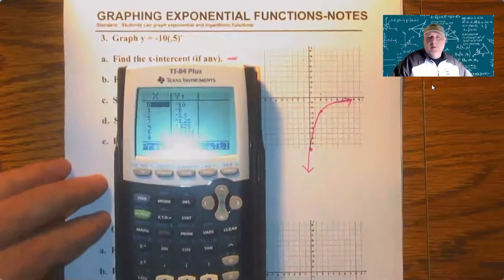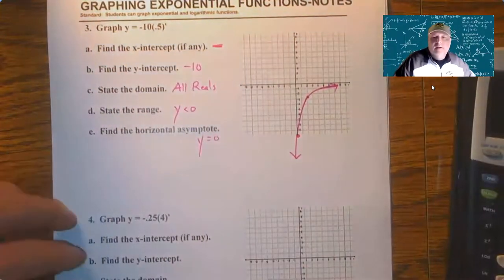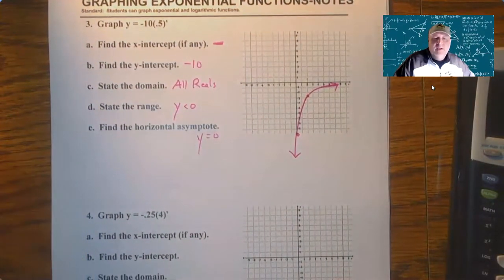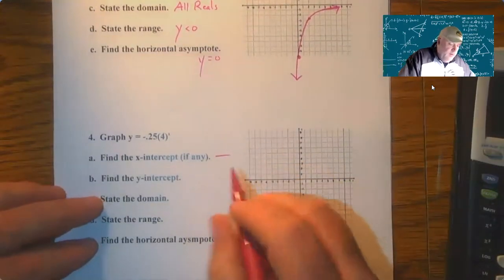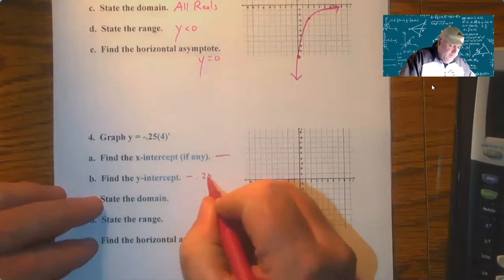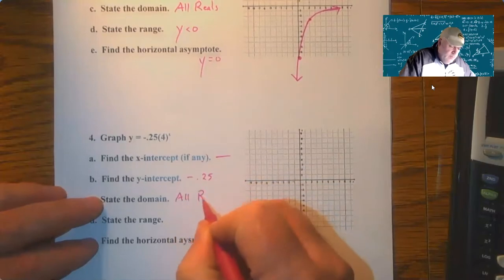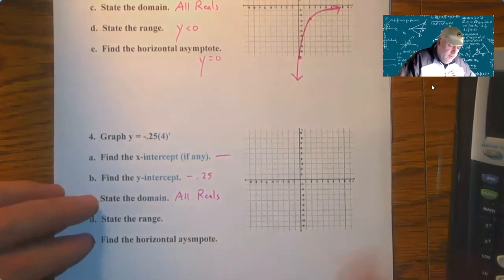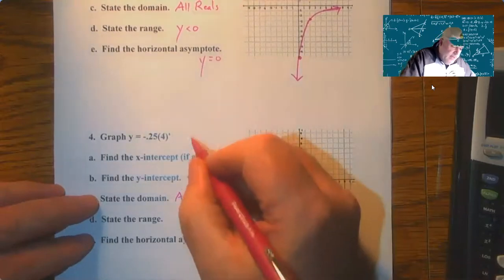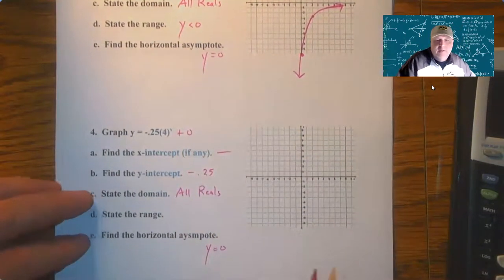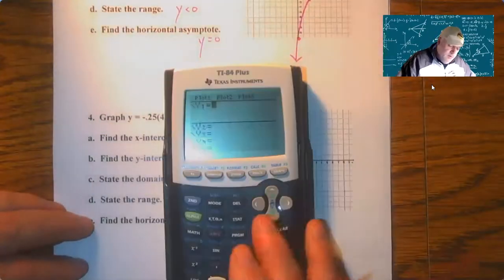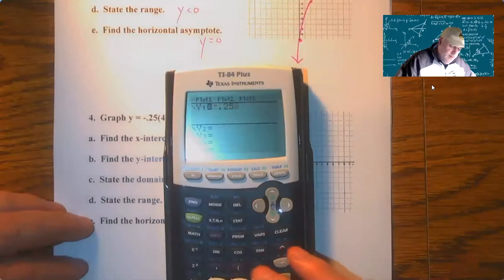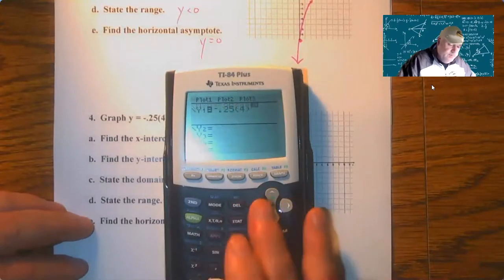So there's no special points like a vertex. The special points are the intercepts; make it get close to the horizontal asymptote. So same thing here, the y-intercept would be -0.25, the domain all reals. State the range, so we do have 0 again. Remember, that's the number added on the end. There will be some with numbers added on the end on the next page. So -0.25 times 4 to the x.